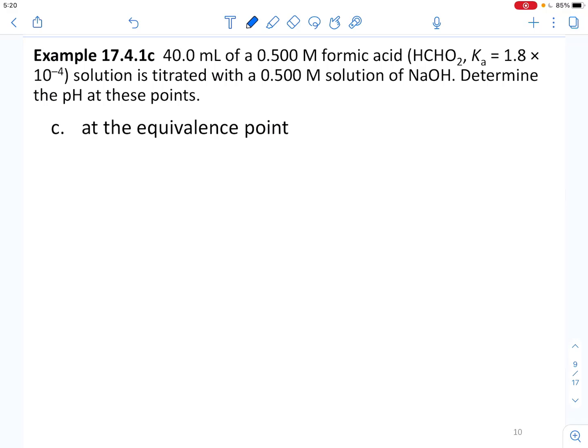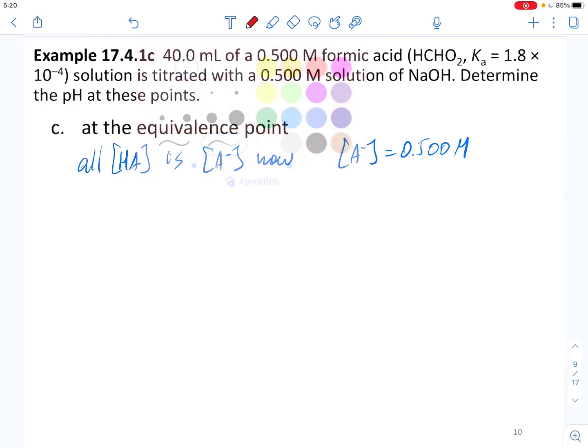Now, at the equivalence point, all your acid is A minus. However, we cannot assume that A minus is equal to 0.500 molar. So this is incorrect. Why? Because you have added some sodium hydroxide, some volume of sodium hydroxide. So if you want to do this formally, we can do the calculation.